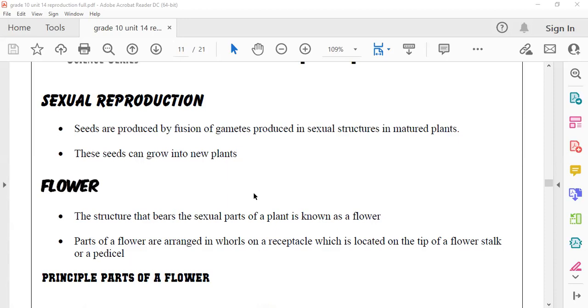My dear children, this is the continuity of unit number 14. We are nowadays staying in page number 11. From page number 11 onwards, we are going to discuss sexual reproduction in plants. In the case of sexual reproduction in plants, like in animals, like in humans, it is conducted by the contribution of gametes. In the introduction class, I told you there are two types of gametes that are involved.